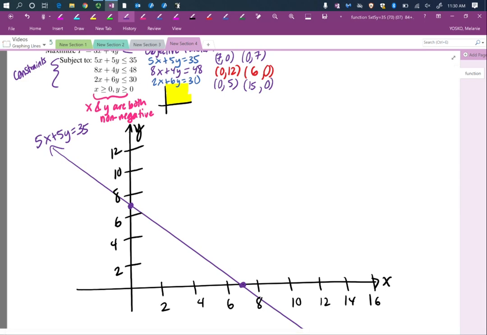Okay, then we have 8x plus 4y equals 48. We are going to plot 0, 12, and 6, 0, and we are also going to connect this in a straight line because this inequality right here has an equal sign. So we're going to use a solid line. I'm going to label it.